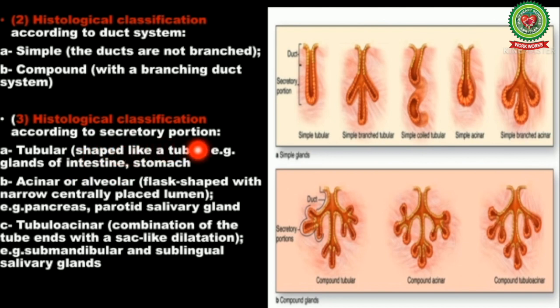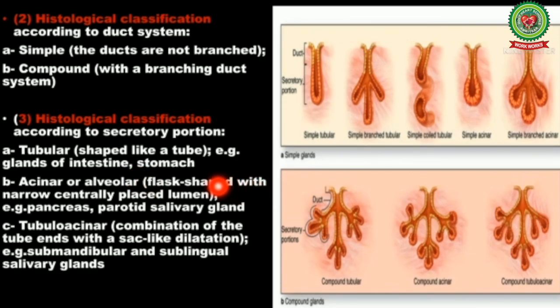According to the secretory portion, these exocrine glands are further classified into three types. In tubular glands, the shape of the secretory portion is tube shaped, for example, glands of the intestine and stomach. Then there is acinar or alveolar, where the secretory portion is flask shaped with a narrow centrally placed lumen, for example, pancreas, parotid, salivary glands.